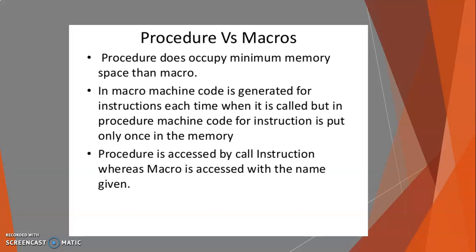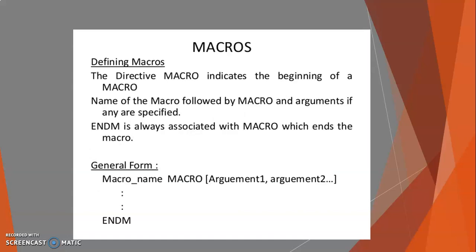Okay, so what are procedure versus macro? We will discuss what a procedure is, but again we can discuss. A procedure occupies less memory space than a macro. In a macro, machine code is generated for an instruction each time it is called, but in a procedure, machine code for the instruction is put only once in the memory. A procedure is accessed by the call instruction, whereas a macro is accessed with the name given. So whatever name is given, the macro has to be accessed by that name.